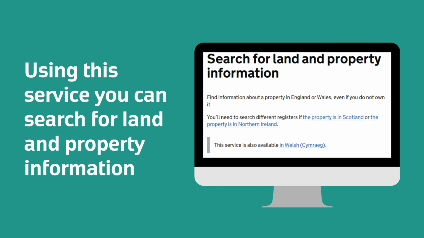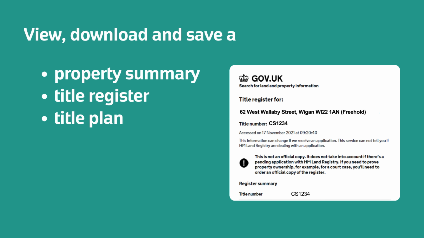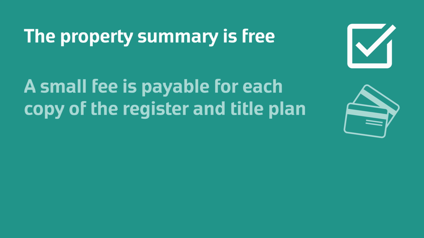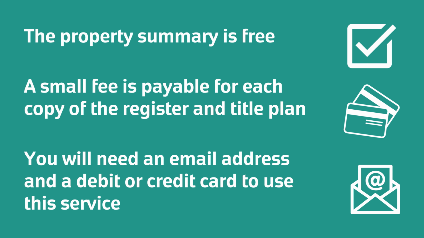If the land or property is registered, you can use this service to download copies of a summary showing details about the property, as well as its title plan and title register. The property summary is free, and a fee of £7 each is payable for copies of the register or title plan. You will need an email address and a debit or credit card to use this service.